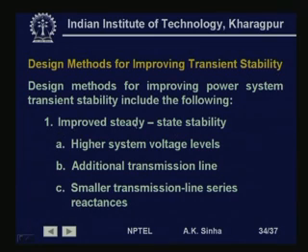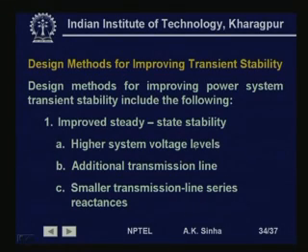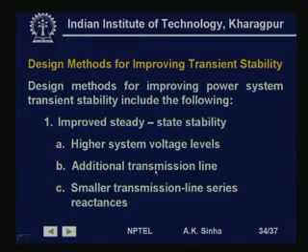For improved steady state stability, we have seen the steady state stability limit is given by EV by X. So, we need higher system voltage. If E and V are higher, then the steady state stability limit will be higher. Additional transmission lines will reduce the value of X, because two lines are in parallel. So, that will reduce the value of X, or we can use bundle conductors, which give smaller transmission line series reactances.